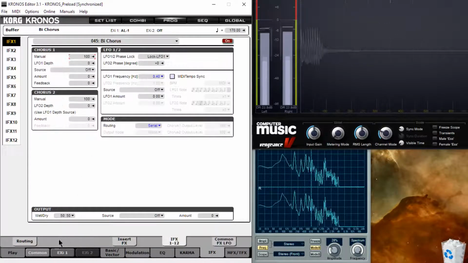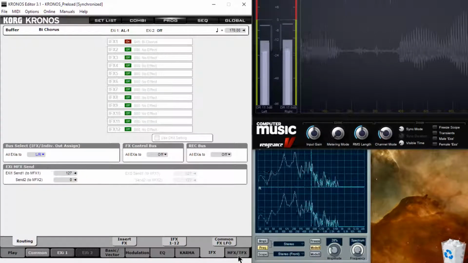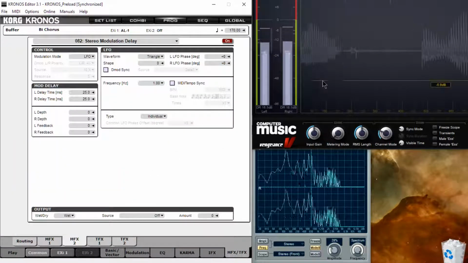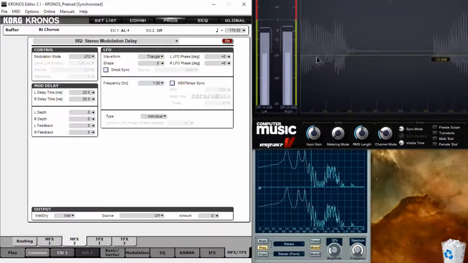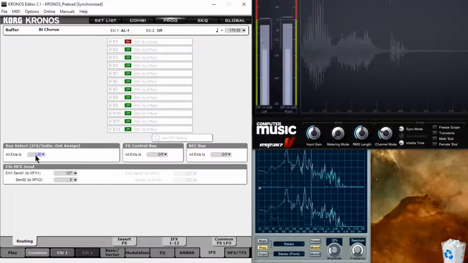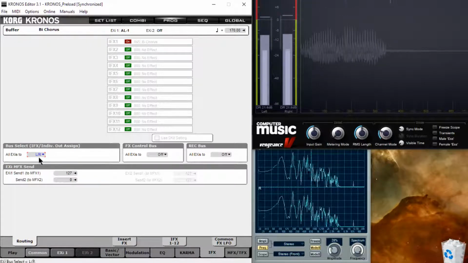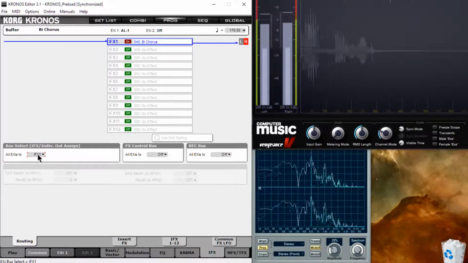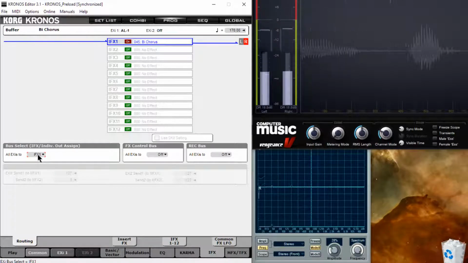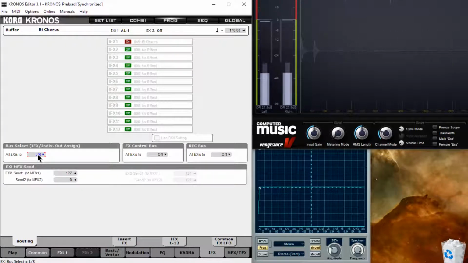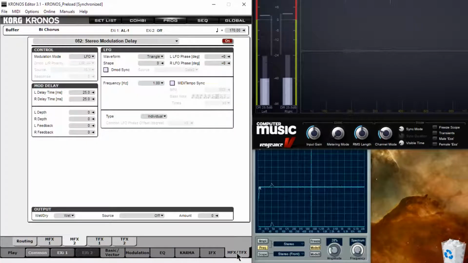Let's double check to make sure that we are routing to the left, right. Yep, going to the master effects. So let's hear what that sounds like. We get two transients. And if I switch between the master effects sends, in other words the left, right, versus the bi-chorus effect, you can see that they have the same exact time. So here's the bi-chorus effect, and then the master effect sends. I'll just switch between them back and forth. You can see that's the exact same distance for both.